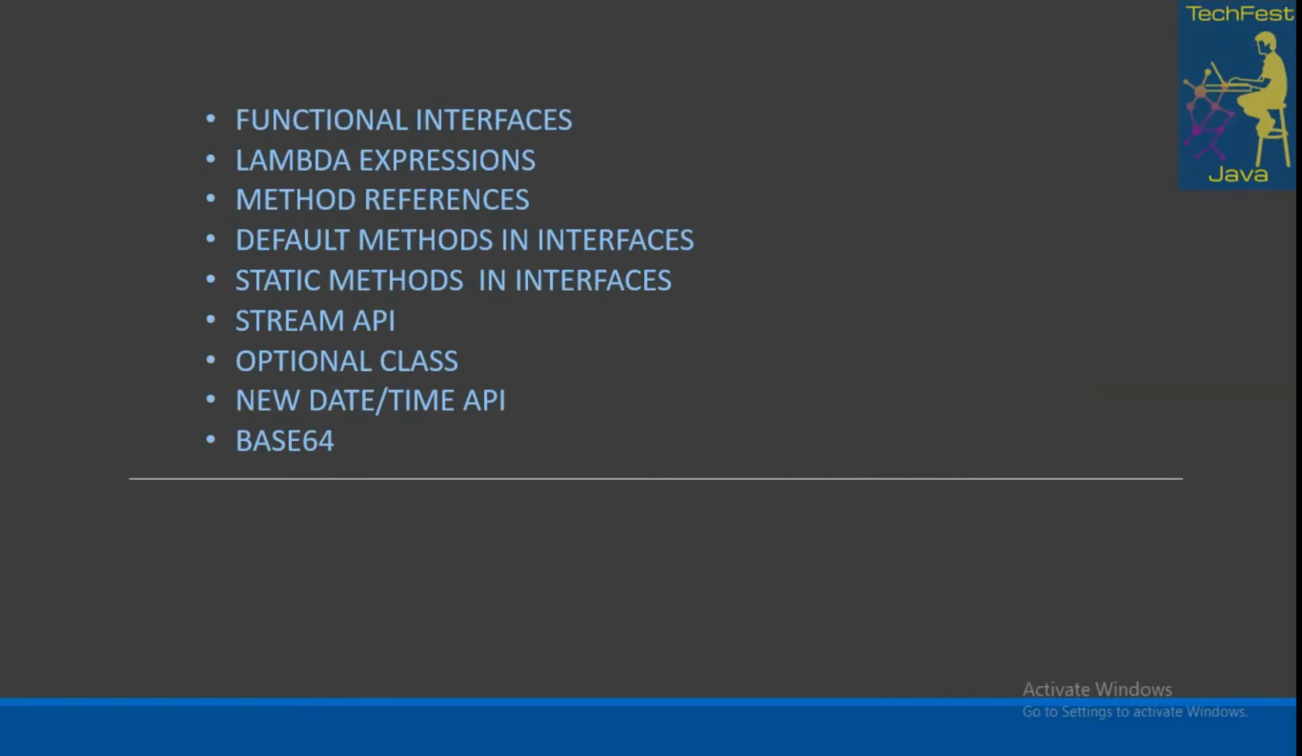So these are the important features which were introduced in Java 8. Basically there are functional interfaces, then Lambda expressions, method references, default methods in interfaces, static methods in interfaces, Stream API, and Optional classes. Then the new DateTime API is also introduced, and a Base64 API is also introduced in Java 8.